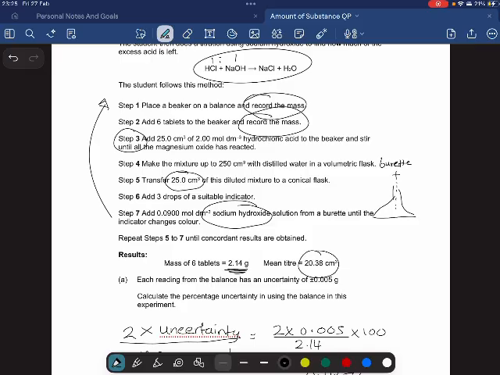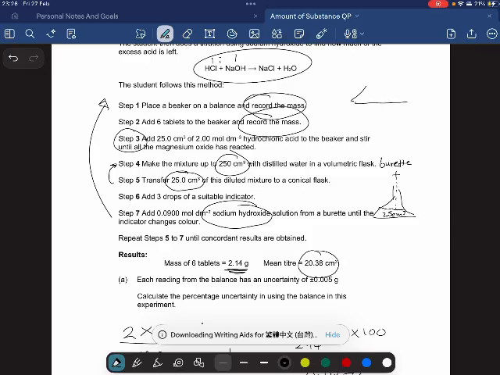We took 25 centimeters cubed and put it in this conical flask. And if we work our way back up one more step, it says the mixture was made up to 250 centimeters cubed in a volumetric flask. So we originally had a volumetric flask with 250 centimeters cubed, but we took only 25 centimeters cubed and put it in our titration, right?